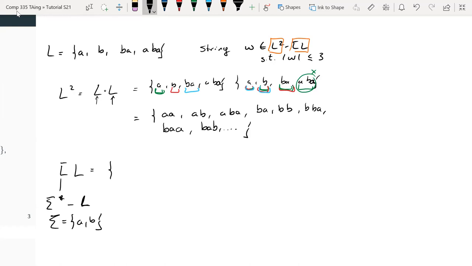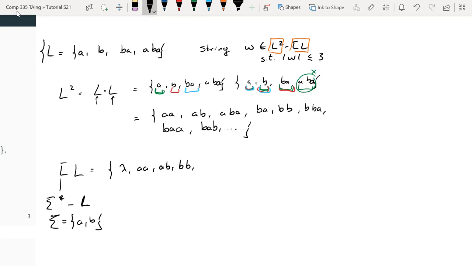So I have my L here. So this is my L. What's in sigma star which is not in L? Well, I definitely have lambda, right? That's in sigma star, not in L. Then I have strings of length two, except for BA, so I have AA, AB, and BB.